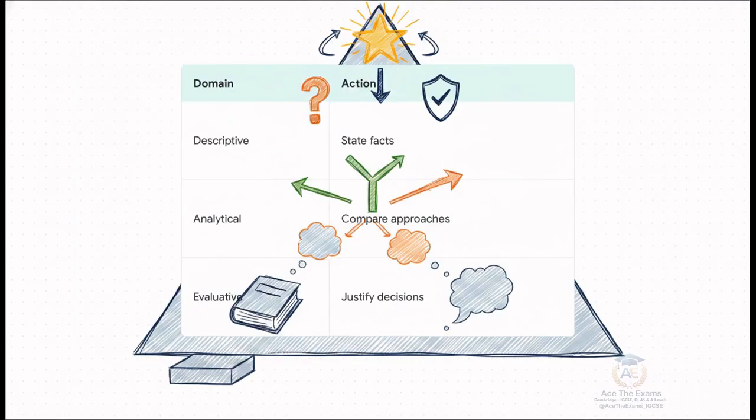Let's look at the cognitive domains that the syllabus actually targets. At the base level, you have the descriptive domain, where the required action is simply to state facts clearly. Moving up, you have the analytical domain, demanding that you compare alternative approaches. But the absolute peak, the level of true mastery, is the evaluative domain. Here, you must question assumptions, consider different perspectives, and justify your decisions with hard evidence from the scenario. This ties perfectly into our time management matrix strategy. Do not spend 20 minutes writing descriptive facts for an 8-mark evaluate question. If you want the highest grade, you must spend your time living in the evaluative domain.